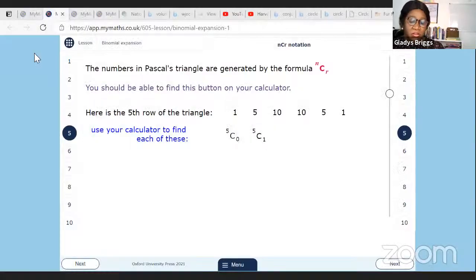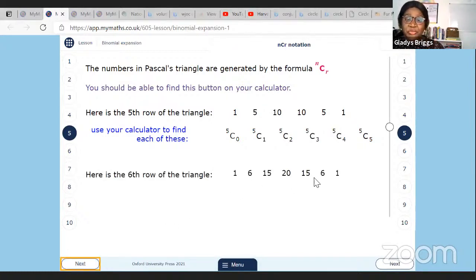Back to this one. Yeah, it's that one. So make sure that you can do 5 choose 1 and 5 choose 2, 5 choose 3, 5 choose 4, and 5 choose 5. You can do all of them, yeah? Okay, so let's keep going.